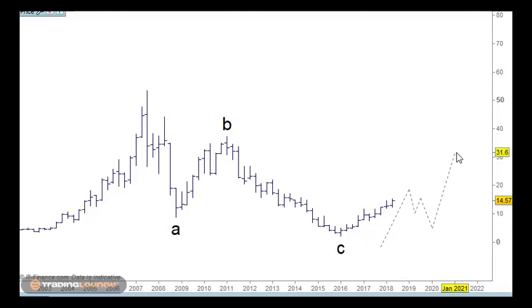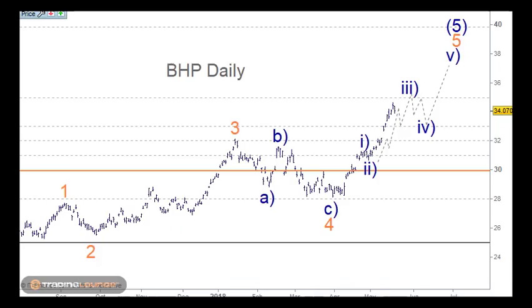So I'm thinking that we may be looking at a nice bull run coming in here. This third wave here is where we'll really profit from all of this. Yeah, but I just thought I'd point this out. And this is the same for BHP as well.